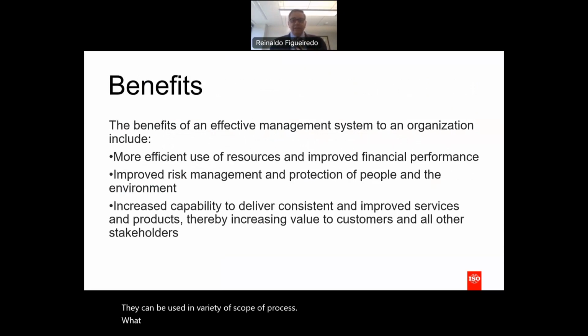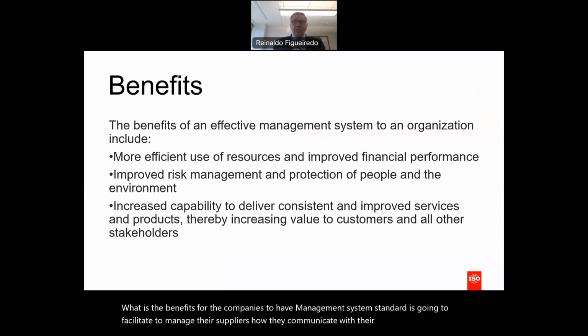What are the benefits? The benefit for companies of having a management system standard is that it facilitates managing their suppliers, how they communicate with their clients, and also internally, how to support their employees, how to support the teams that they have internally in the company, and also improves risk management and protection of people and the environment.